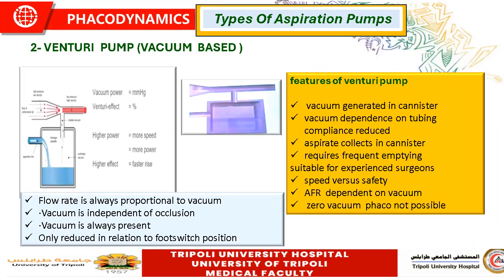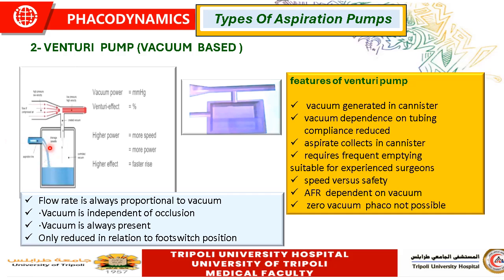The second type of the aspiration pump is the Venturi pump, also known as vacuum based, and this is also one of the most common types of aspiration pump. The principle behind it is the Venturi principle, which states that when a pressurized gas is pushed through a wide lumen tube to pass through a small lumen tube, this will create a vacuum as it is connected to the tank or the canister.